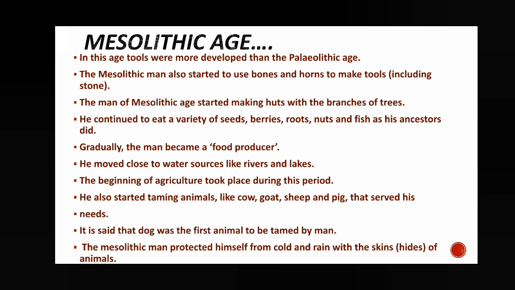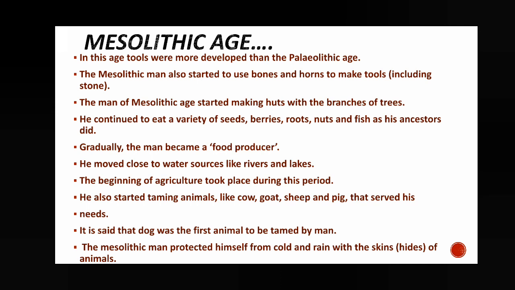That's why Mesolithic men started to live where? Near the river or lakes. Water is not only required for drinking but also for crop cultivation. That's why they moved close to water sources like rivers and lakes. Next, that is the beginning of agriculture.